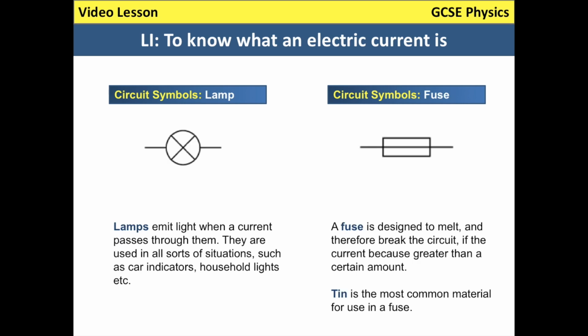Now we have the circuit symbol for a lamp. Lamps emit light when a current passes through them. You can essentially think of a lamp as being a bulb. They are used in all sorts of situations, such as car indicators, household lights, etc.